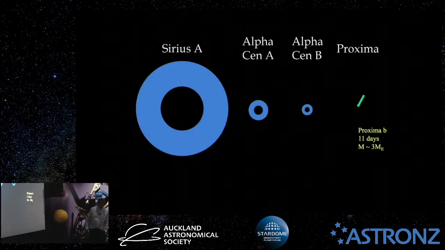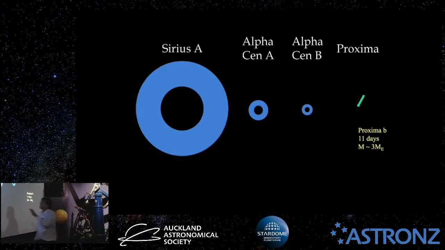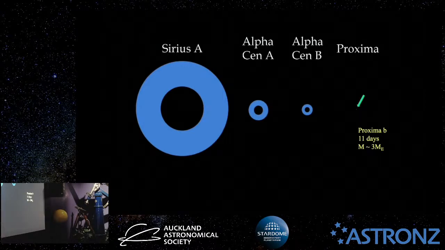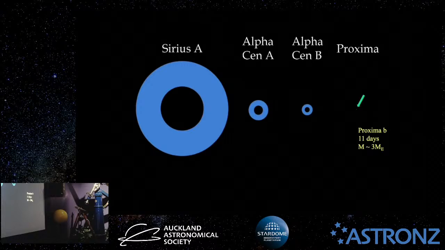Now, the habitable zone of a star depends on how big that star is. So here's Sirius A, a big star. I'm not sure, is this a B star? I don't know what Sirius A is. I think it is a type A. Is it type A? Okay, it's type A. Here's type A, and here's a G.